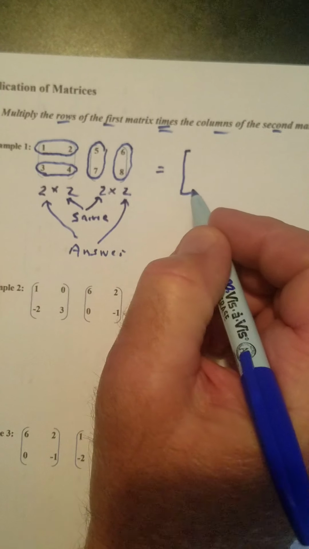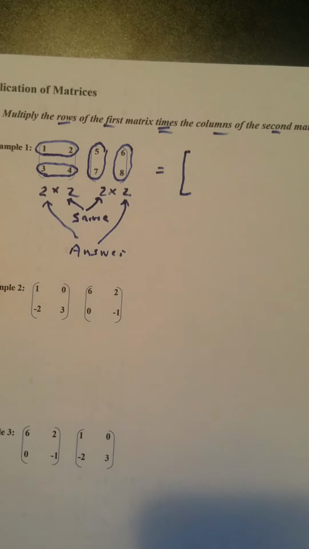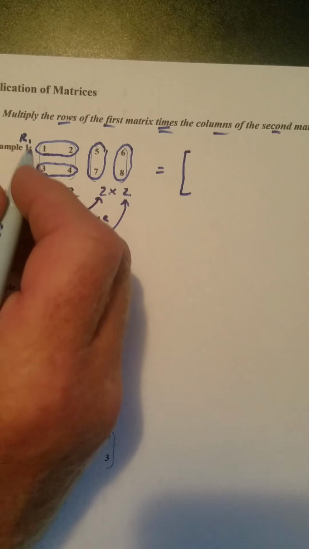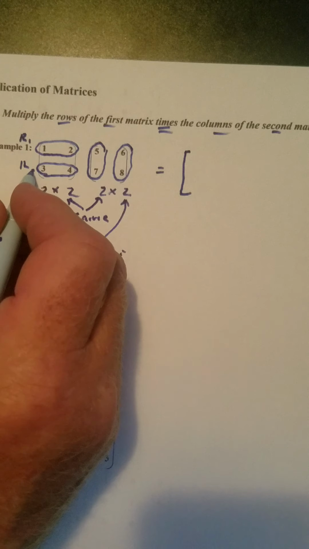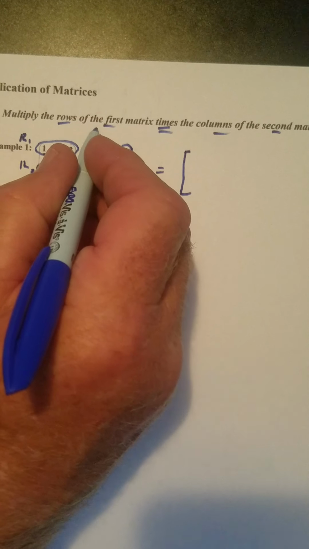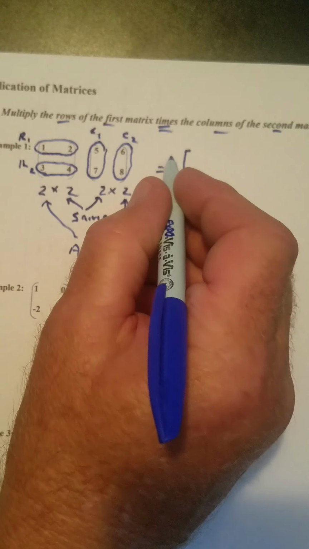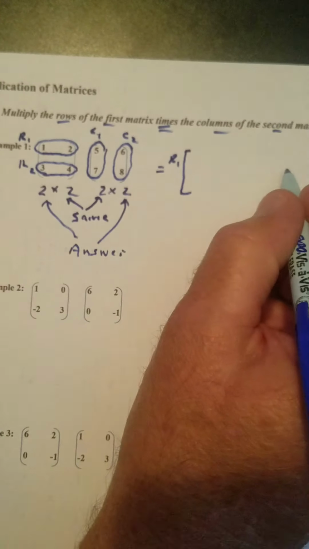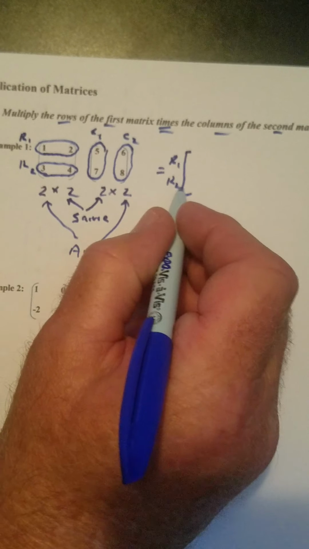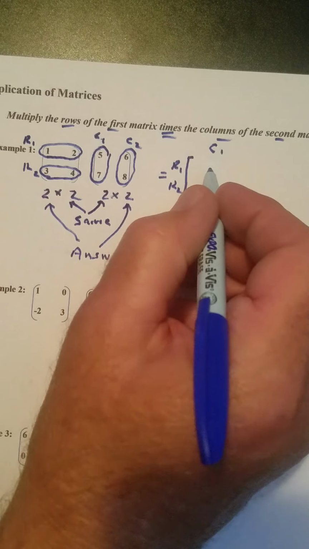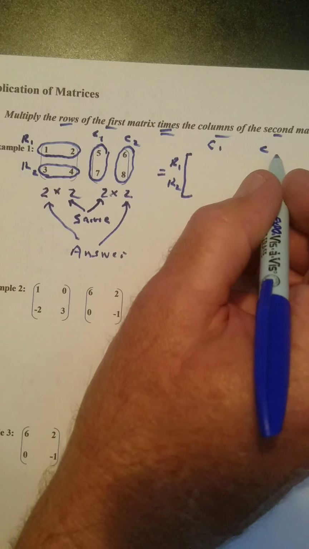Now I'm going to write all this stuff out. As you go on, you won't do all of this. This is row 1. That's row 2. This is column 1, column 2. In your answer, you're going to have row 1, which will be these numbers, and row 2, which will be these numbers. You're going to have column 1, and you're going to have column 2.